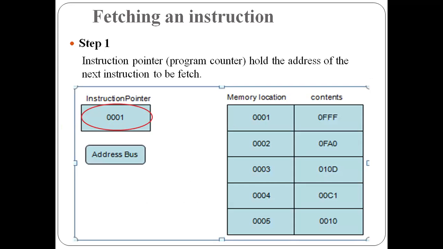Fetching an instruction. Step 1. The instruction pointer, that is the program counter, holds the address of the next instruction to be fetched. In the diagram, you can see the instruction pointer 0001 with the address bus pointed at the memory location. The contents of that 0001 location is OFF.